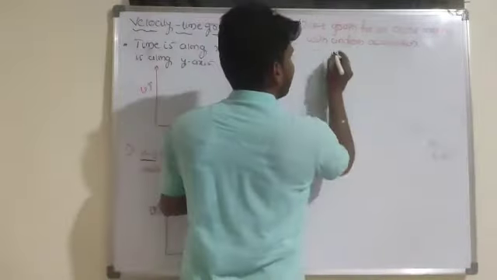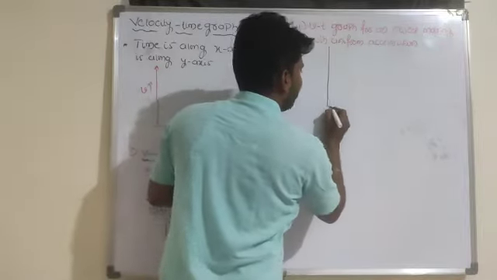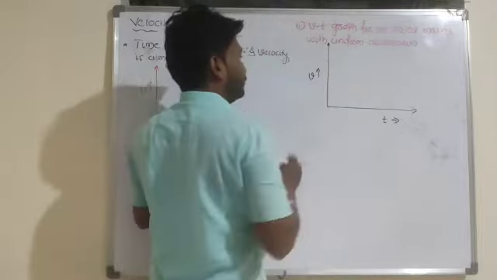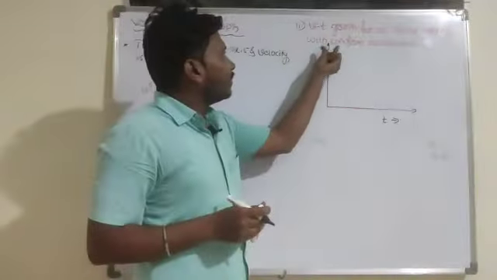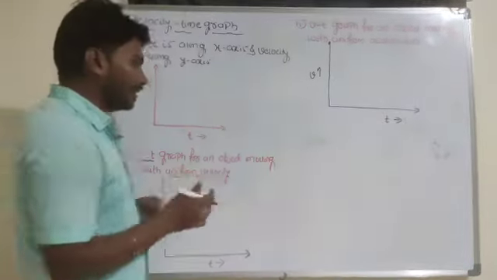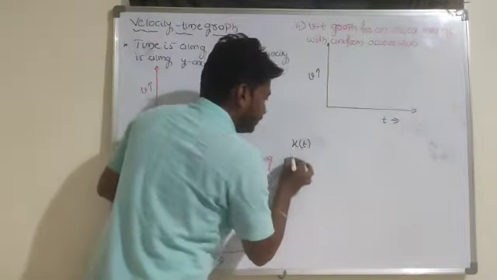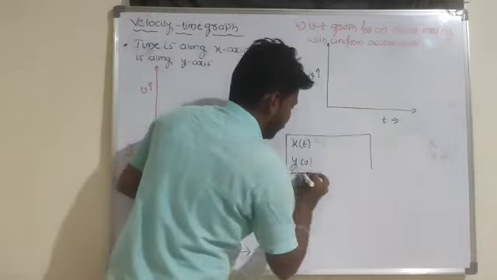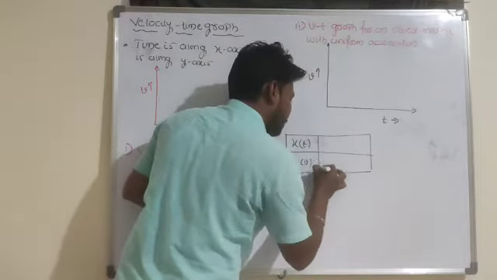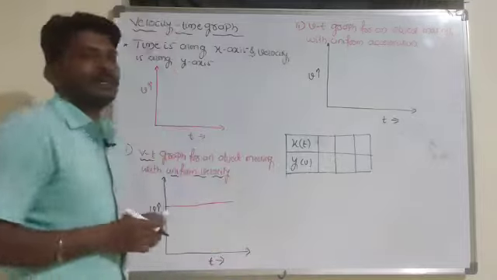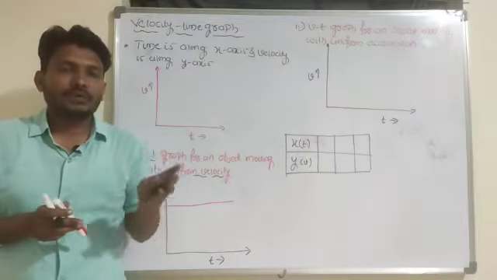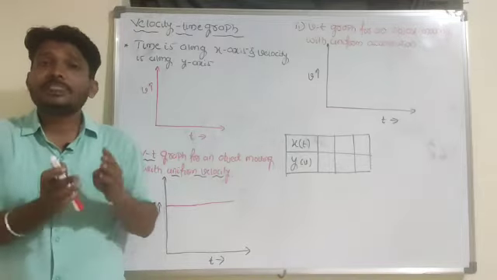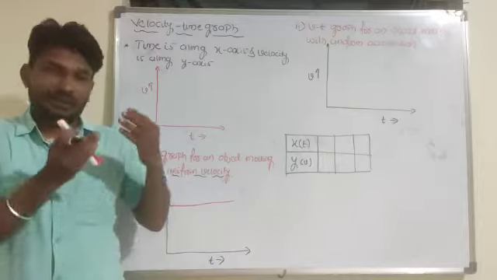So remember, in the velocity-time graph, time is along the x-axis and the velocity of the object is along the y-axis. This is the VT graph for uniform acceleration. What is uniform acceleration first? In the case of acceleration we discussed uniform acceleration and non-uniform acceleration. Uniform acceleration means the change in velocity in equal intervals of time is constant.